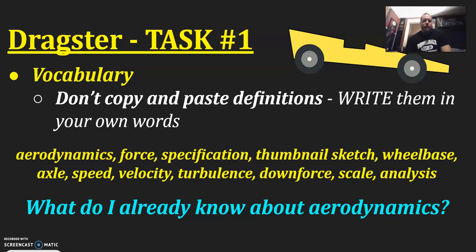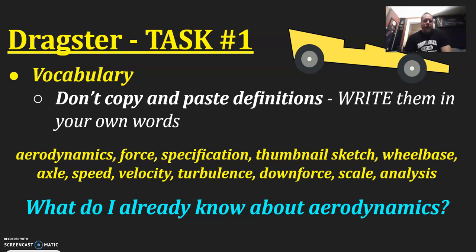The words that you're going to define as part of task number 1 are aerodynamics, force, specification, thumbnail, sketch, wheelbase, axle, speed, velocity, turbulence, downforce, scale, and analysis. And that's a lot of words, a lot of terms to define and do the Frayer models for. However, a number of them are should do and aspire to do terms, and so you'll have some choice in terms of how many of those definitions you want to do.